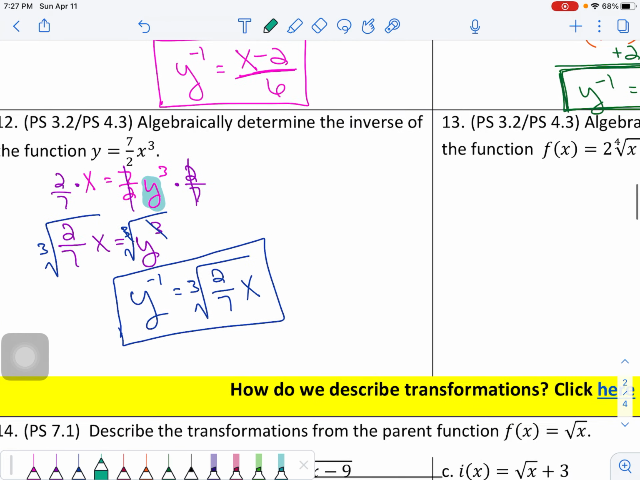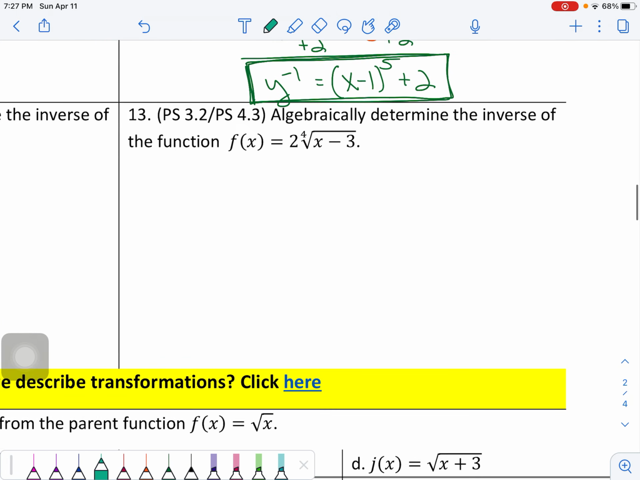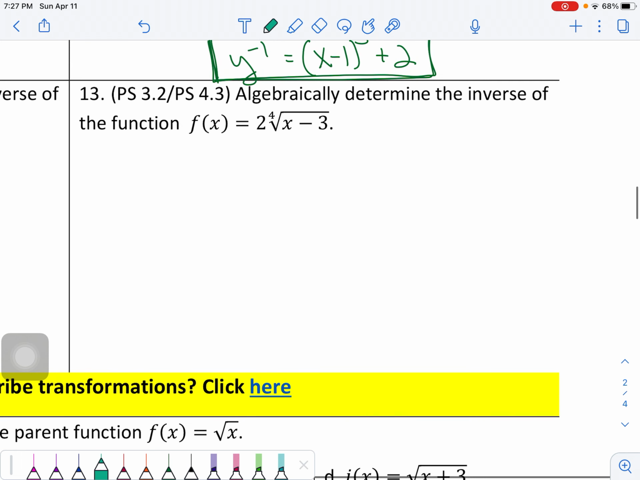All right, last one in the inverse section here is problem number 13. Algebraically determine the inverse of that function. So my y variable is where we've got f of x. So where I have a y, I'm going to replace it with x. 2 times the 4th root of y minus 3. If you want to do the little list of steps, that's fine. If you can look at it and figure it out, that works too.